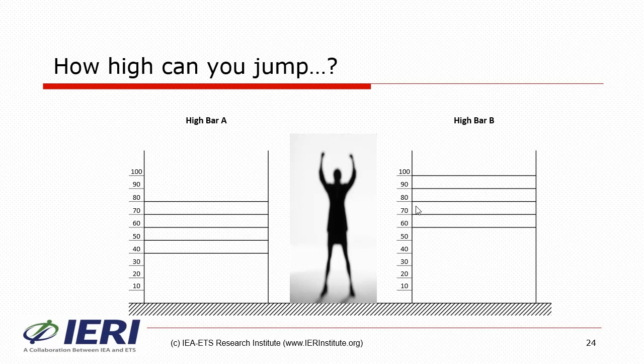So in the case of the high jump, we're looking to see what is the highest height that an individual can jump. In the case of IRT, we're looking to see which is the height that an individual can clear half the times that that person attempts to clear that height.